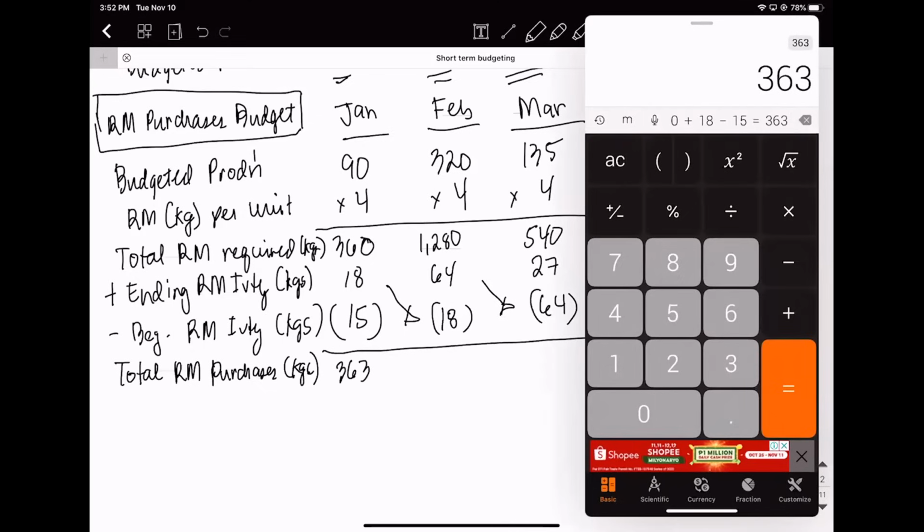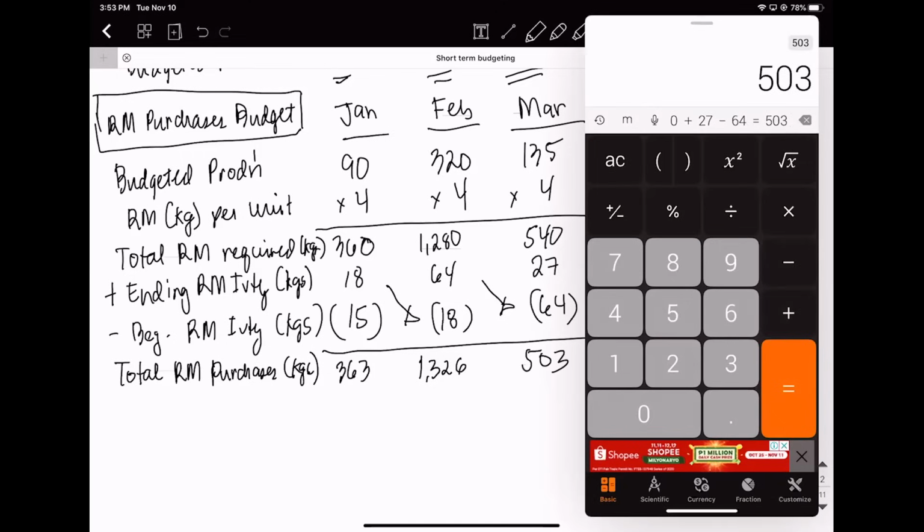363. And then 1280 plus 64 minus 18. Okay, so 1326. And then lastly, 540 plus 27 minus 64. Okay, so this is 503.